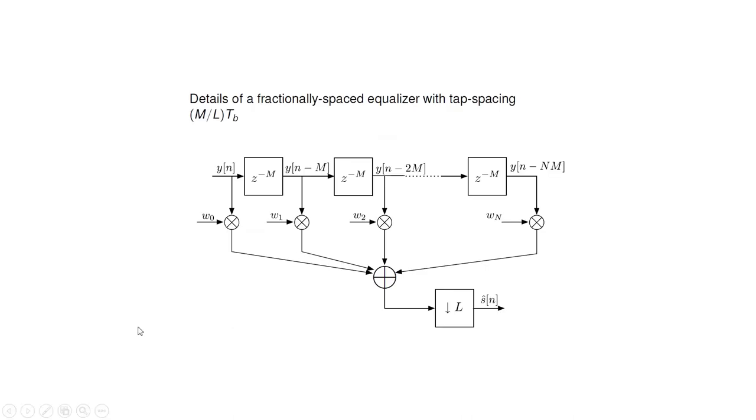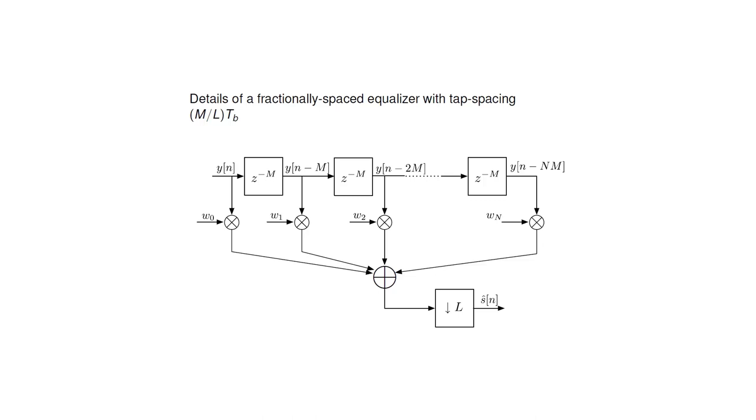Now that's the block diagram of the fractionally spaced equalizer with a tap spacing of M by L times T_B, that's the bit time. This is the input signal, and S hat n is the output signal. The signal is upsampled by a factor of M, and ultimately it will be downsampled by a factor of L. So in a way, these taps are spaced fractionally with a fractional ratio of M by L to the sampling time.